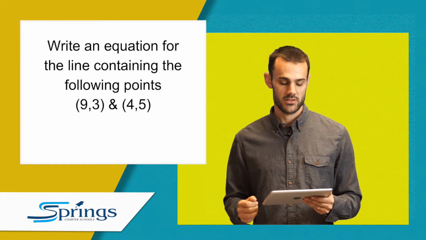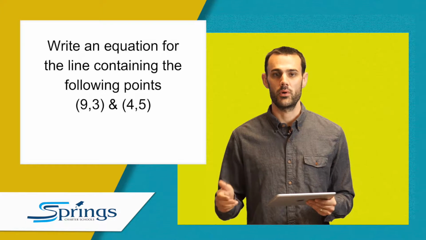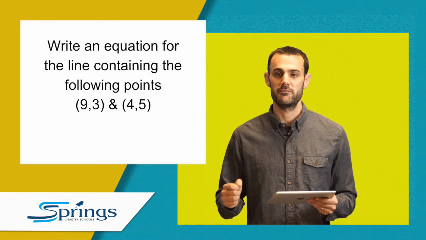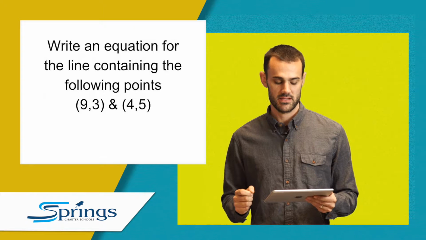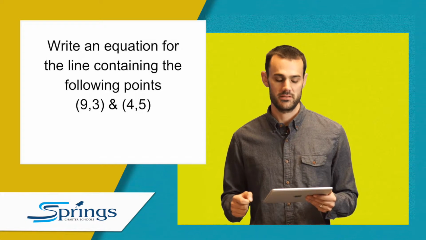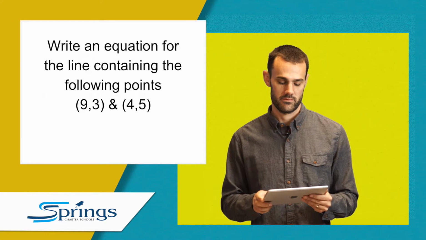So we're going to write an equation for the line containing the following 2 points, (9, 3) and (4, 5). Our x values in this case are 9 and 4, and our y values here are 3 and 5.